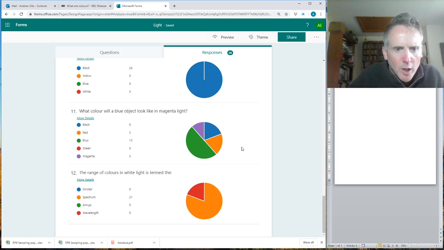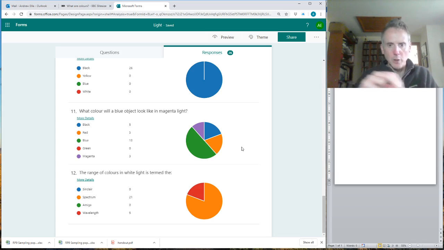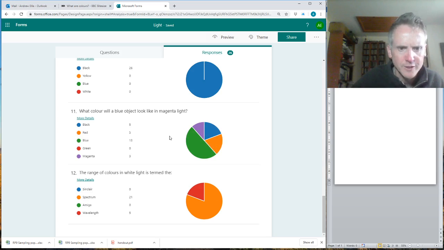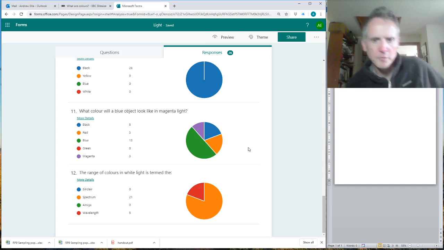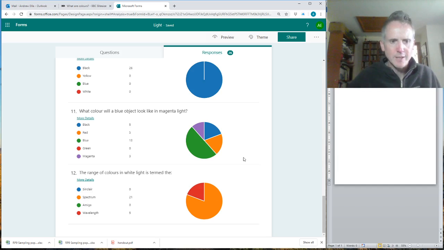11. What colour will a blue object look in magenta light? This is a hard one. Magenta is a mixture of red and blue, so magenta light contains red and blue light. A blue object will look blue because there's blue light in magenta light, and therefore it will reflect the blue. The red in magenta light will be absorbed, and therefore you'll see blue. Again, really hard one. So well done, the 13 of you who got that right. If we're in class actually doing this, it's more fun doing it by discovery rather than me just demonstrating everything to you.